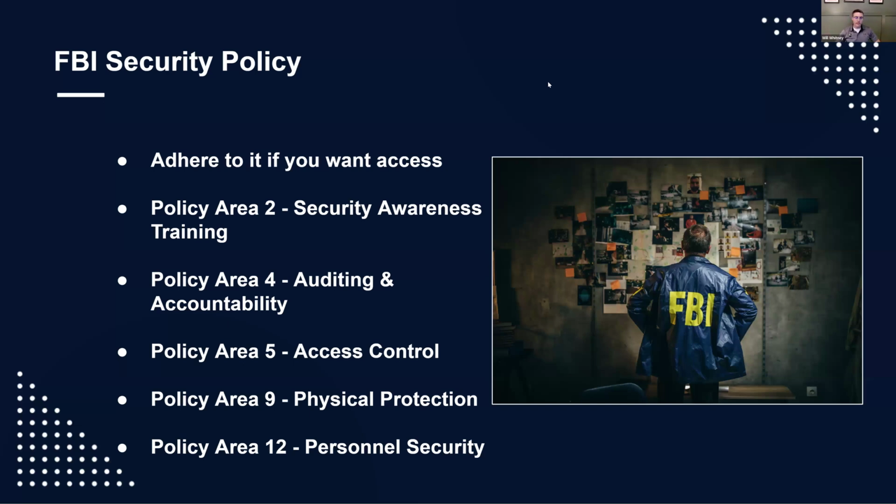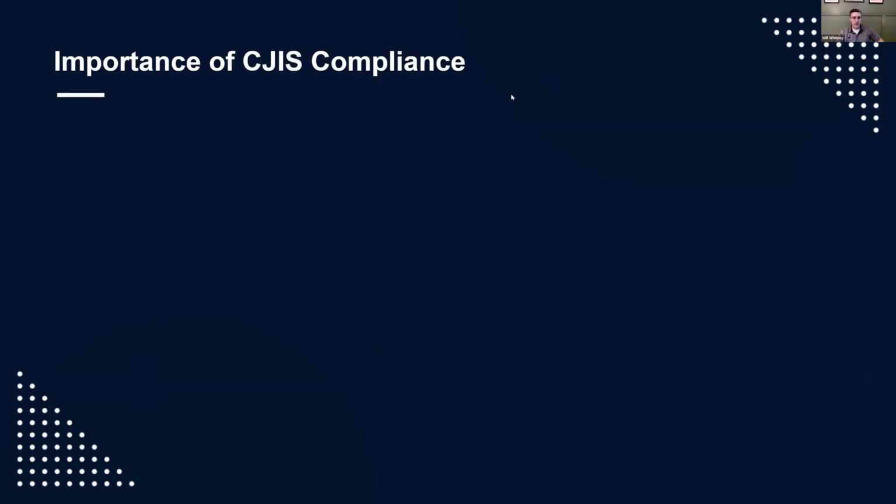It's a long document and you have to comply with it, follow the guidelines if you want access to the database, basically. Now, the importance of CJIS compliance. Why is it important to follow security policy? Well, you want access to the database. So if you're a local police department, you want access to the CJIS database. It's controlled by the FBI. You have to do these things.